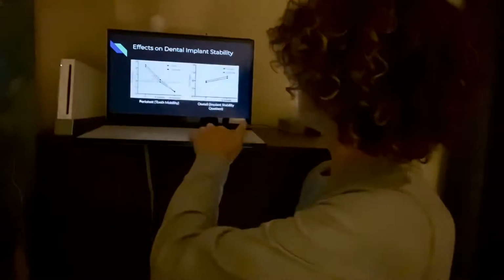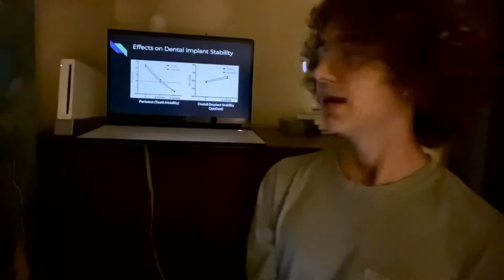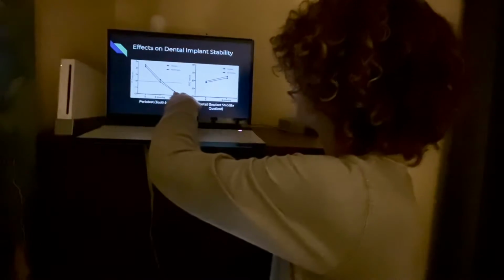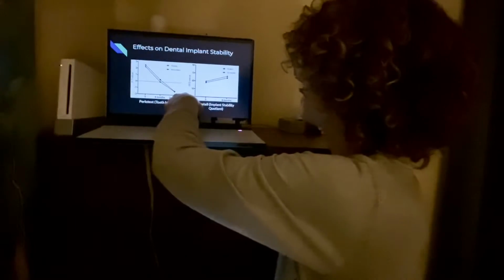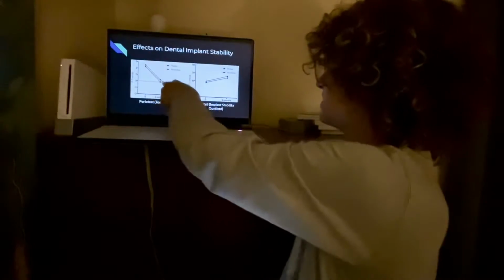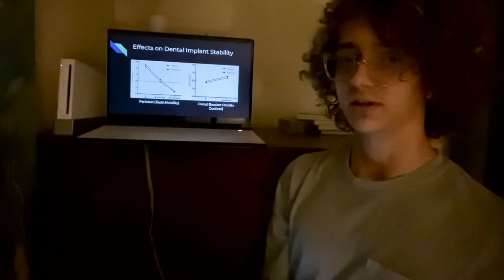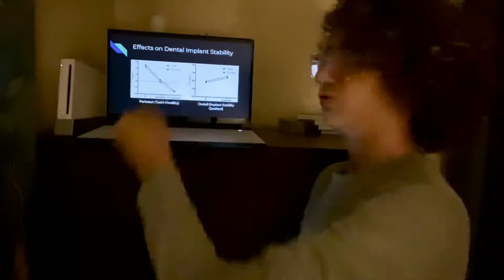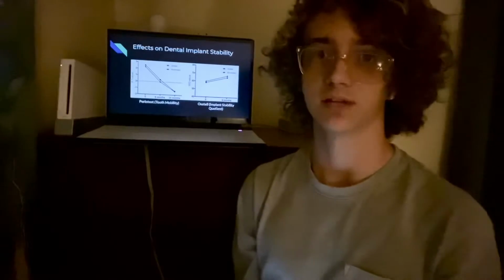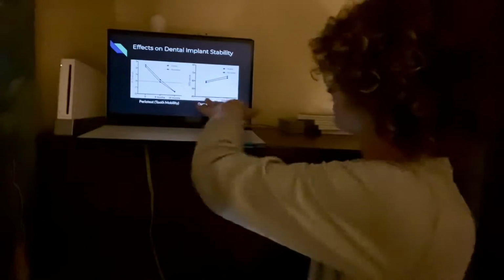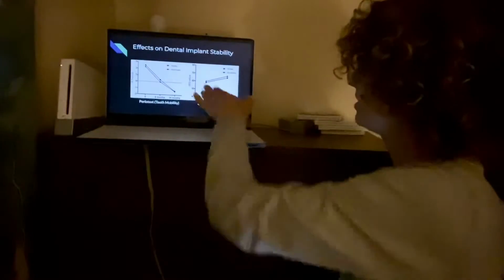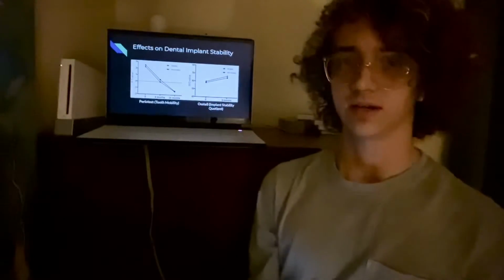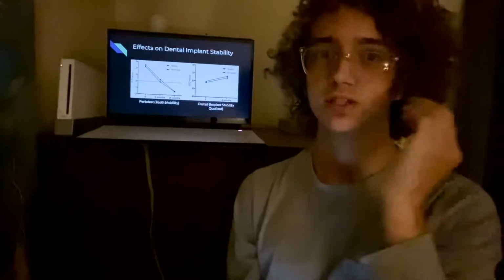Now let's analyze a diagram from this study. As we can see by the line on the bottom that represents non-smokers and the line on the top that represents smokers, smokers had a more exaggerated effect of tooth mobility, which shows that the implants were less stable. As for the implant stability quotient, we see that smokers had a lower implant stability quotient, which represents that the implants were less stable.